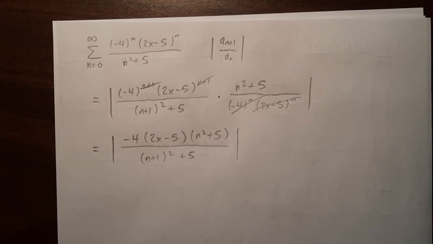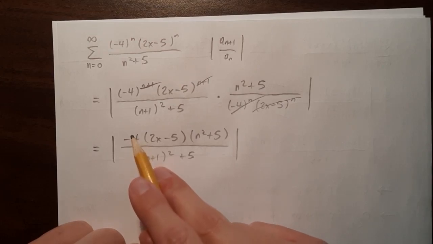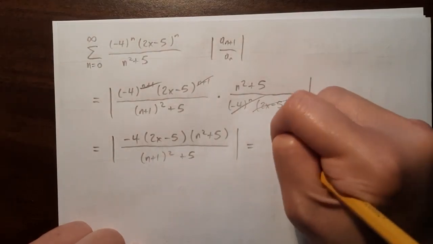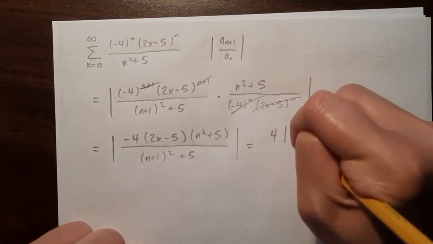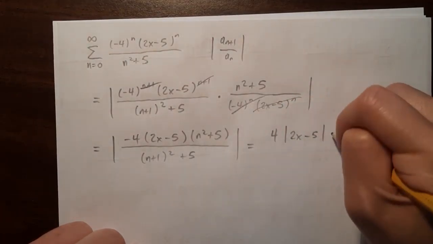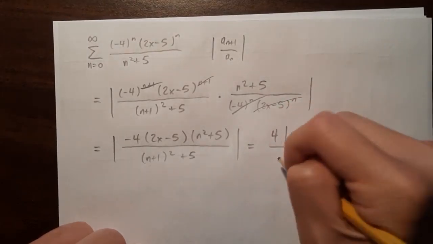All right, so let's condense the absolute values a bit. So this minus 4, if I take the absolute value, it'll become a positive 4, so I can make that change. Every other factor is going to be positive, except possibly the 2x minus 5. So I think this can be simplified into 4 times the absolute value of 2x minus 5. And then everything else is normal.